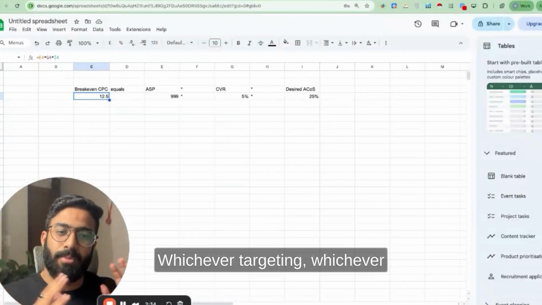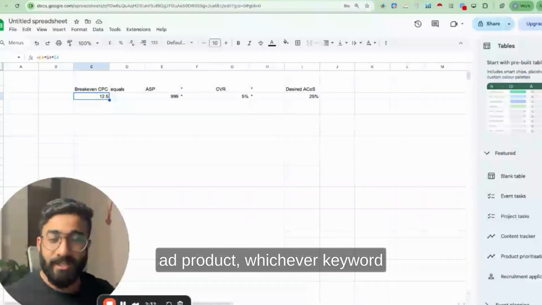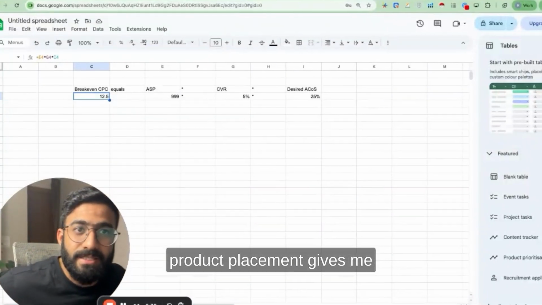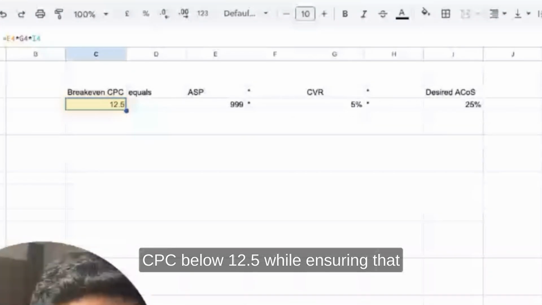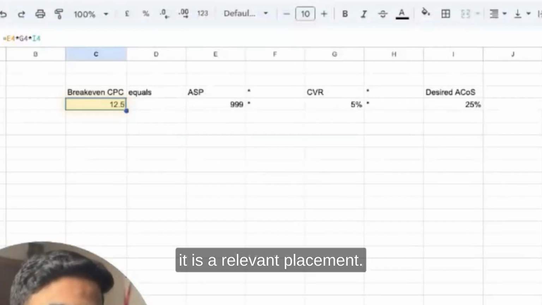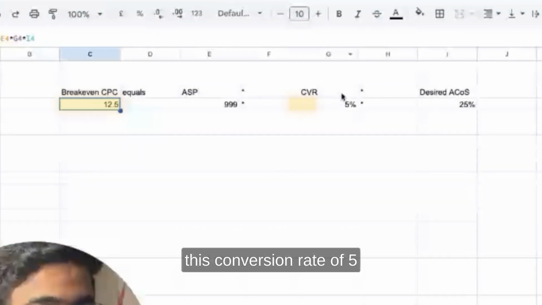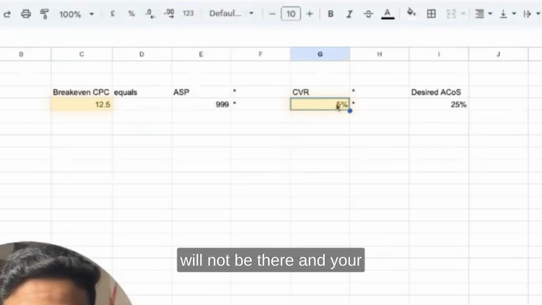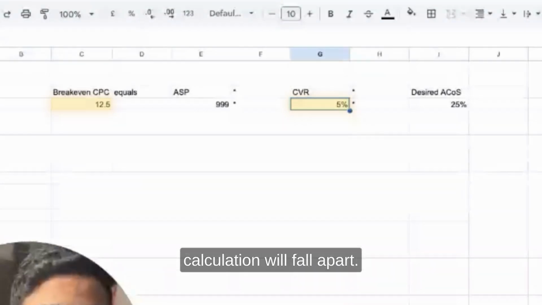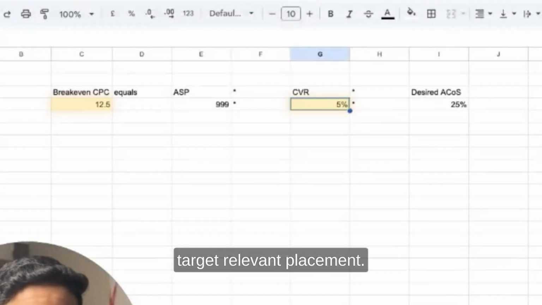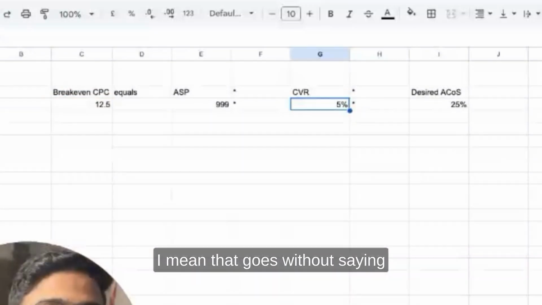Whichever targeting, whichever ad product, whichever keyword or product placement gives me CPC below 12.5 while ensuring that it is a relevant placement. Because if it is not relevant, this conversion rate of 5% will not be there and your calculation will fall apart. So it's better you always target a relevant placement. That's hygiene. I mean, that goes without saying, right?